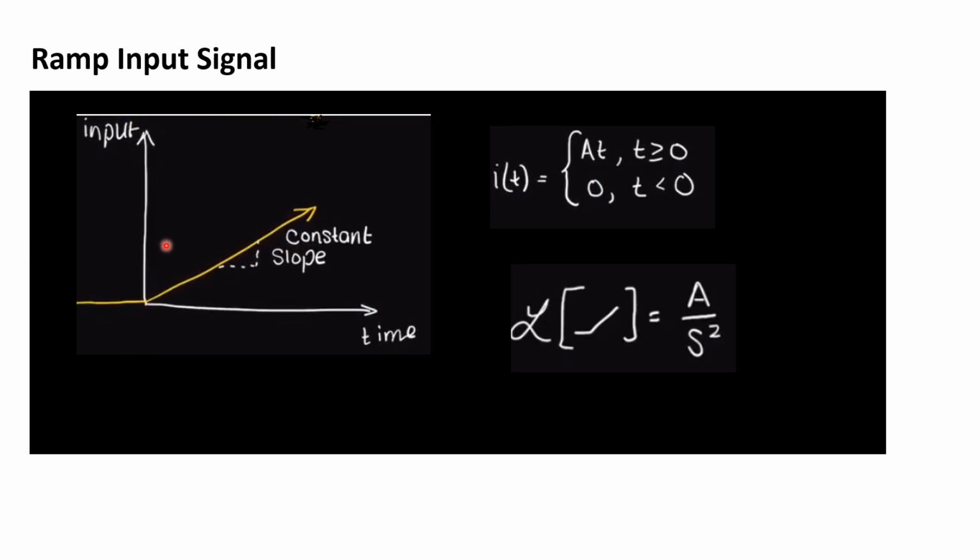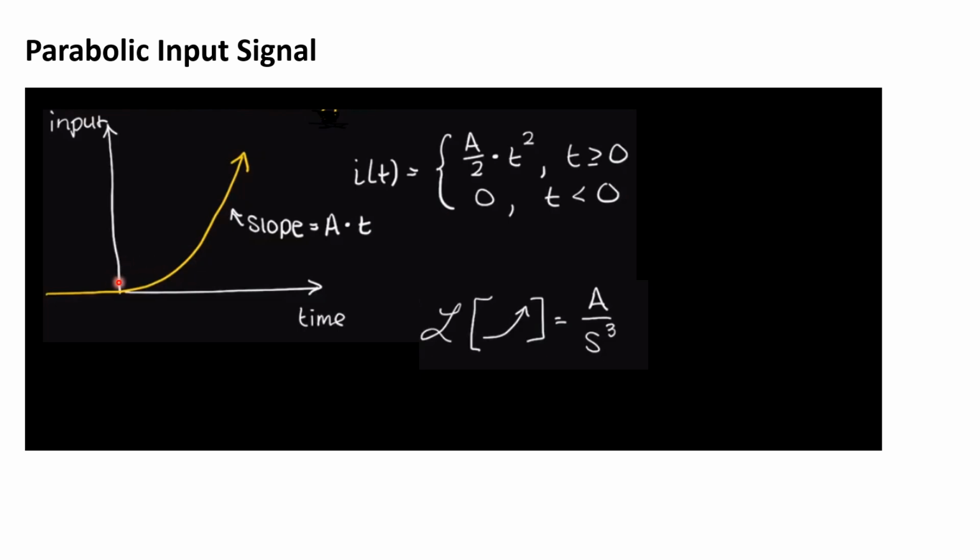A ramp simply looks like this. It's a y equals mx kind of straight function. It's got a constant slope. So here our function is represented by this mathematical model in time space. At t less than 0, it's 0, and at t equals 0, it has a constant slope. If you take a Laplace transform of this function, you get A over s squared.